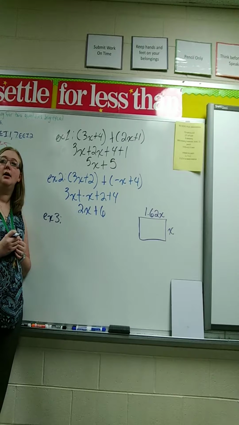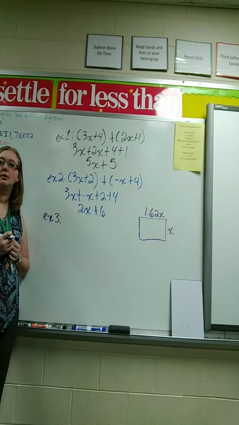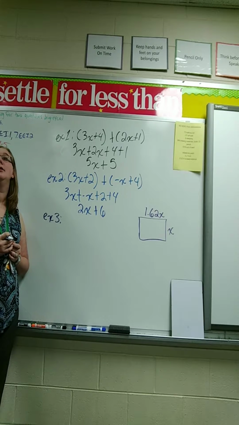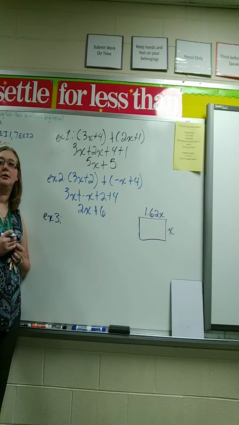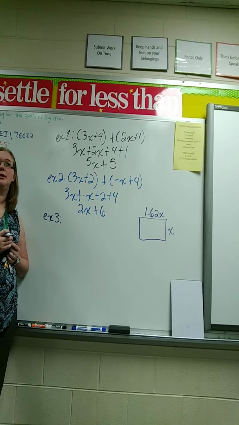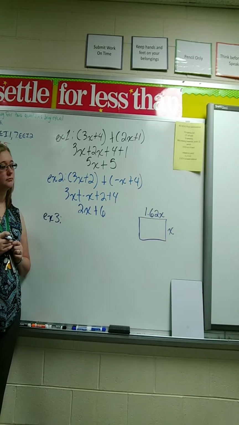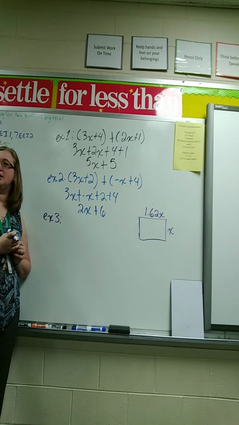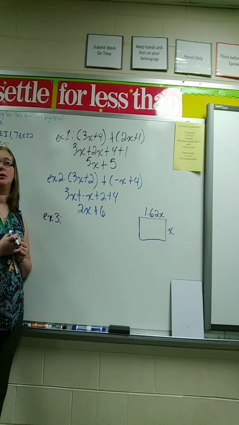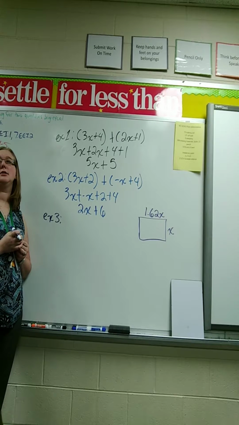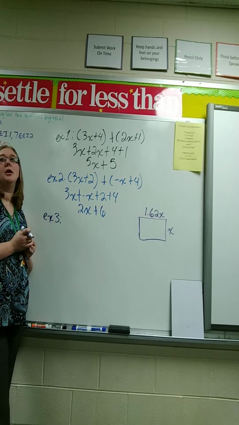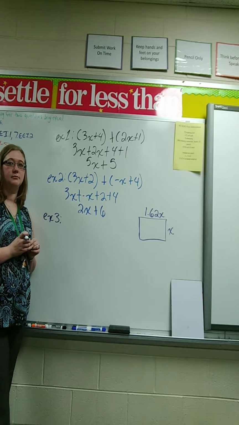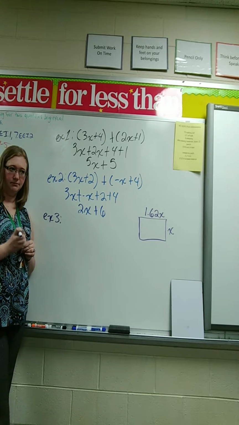That's wrong. Okay, let's review first. What is the perimeter? The distance around the outside. So if the perimeter is the distance around the outside, what would I do? Yes, sir.